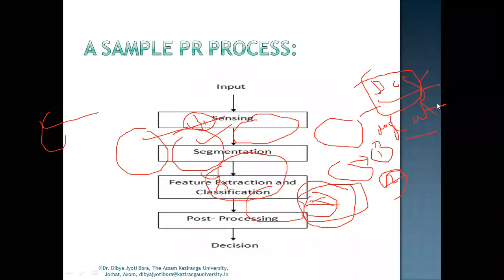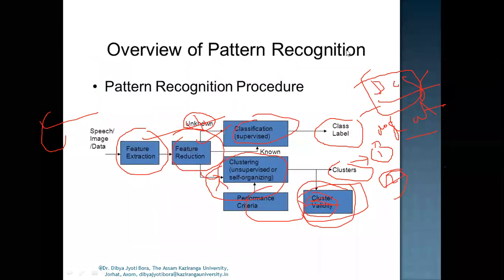Now, one more diagram for you. Sample pattern recognition process. Have you taken the screenshot of this diagram? If not, please take it. And one request, one suggestion to all of you, because you have seen that after every lecture I give you the recorded version, and try to create your own handwritten notes, okay, from the very beginning. Otherwise, at some moment, during the exam time, you may feel burdened to prepare all the notes.